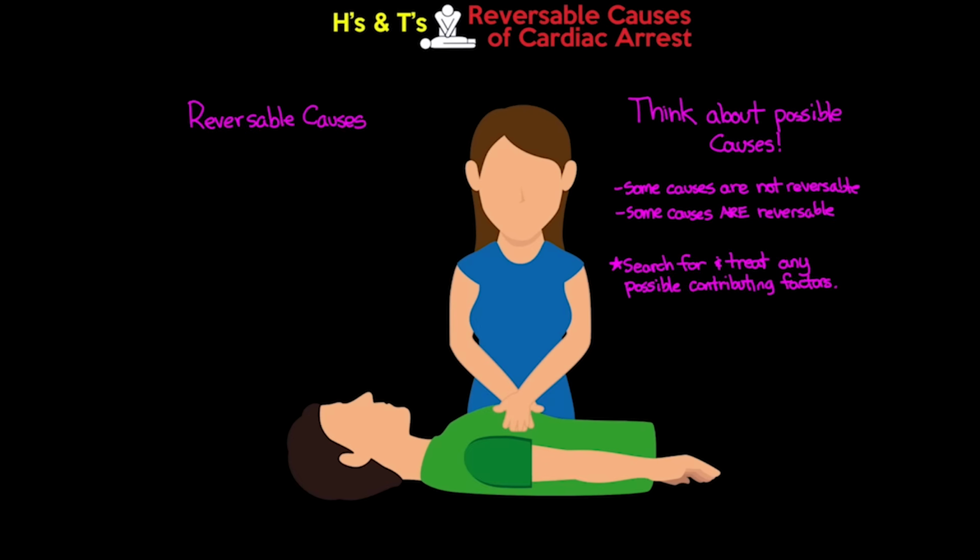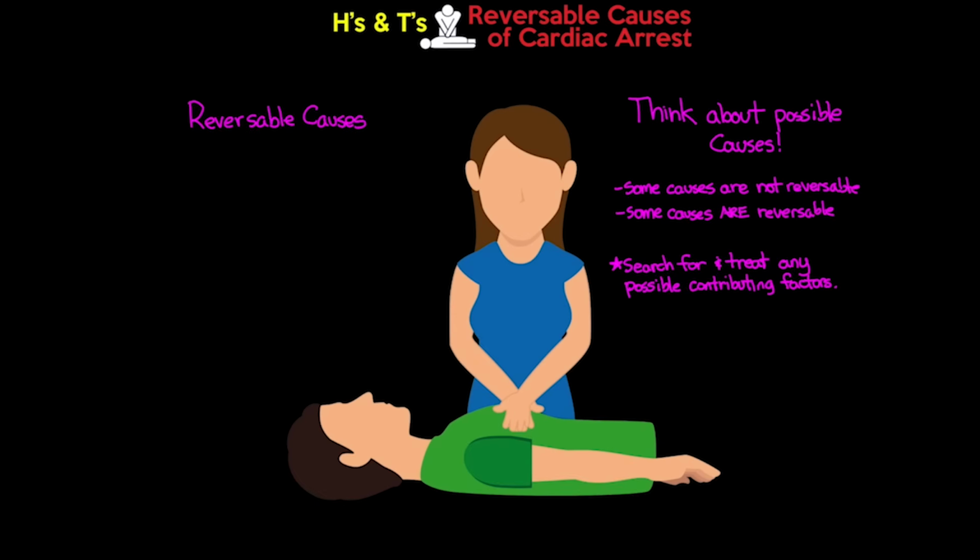And so we have 11 main reversible causes that you're really going to want to dedicate the time and energy into memorizing. Anytime your patient codes, you should be going through this list of possible contributing factors and really seeing if any of them exist in your patient and whether or not they can and should be treated, in order to try to get your patient back again.